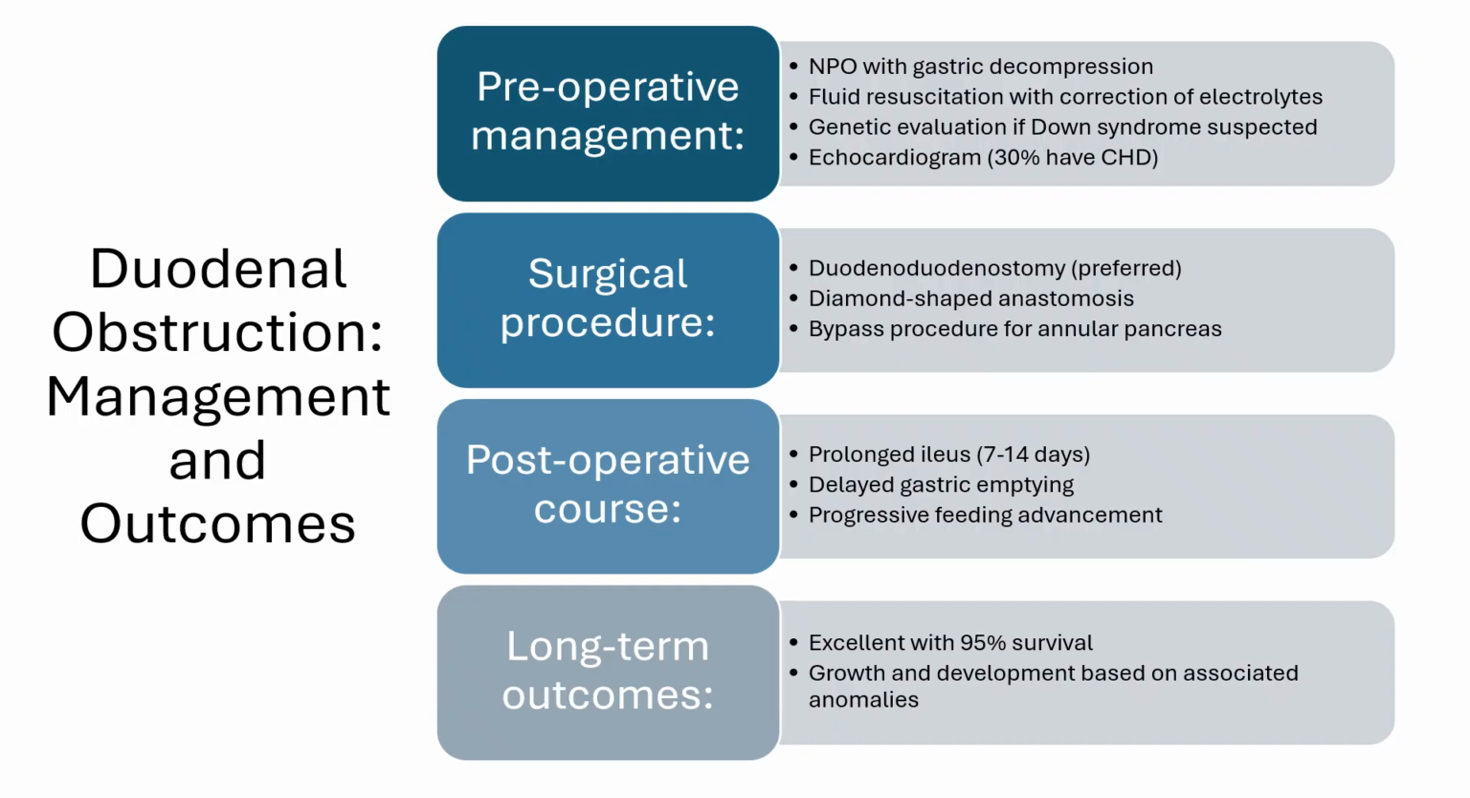Long-term outcomes tell the real story. For isolated duodenal atresia, survival approaches 95%. Excellent results! But overall prognosis depends heavily on those associated anomalies, particularly cardiac defects in Down syndrome patients. The duodenal repair itself rarely determines long-term outcome.